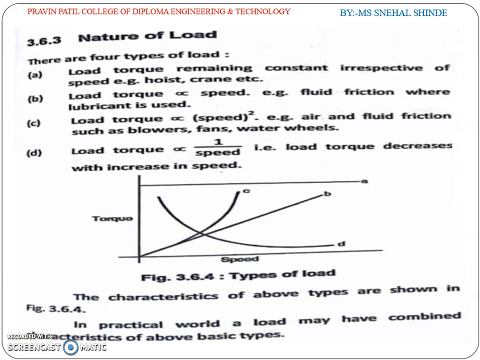Third is the load torque proportional to the speed square, for example, air and fluid friction such as blowers, fans, and water wheels. Fourth is the load torque inversely proportional to the speed, that is, load torque decreases with the increase in speed. The characteristics of the above types are shown in the figure.